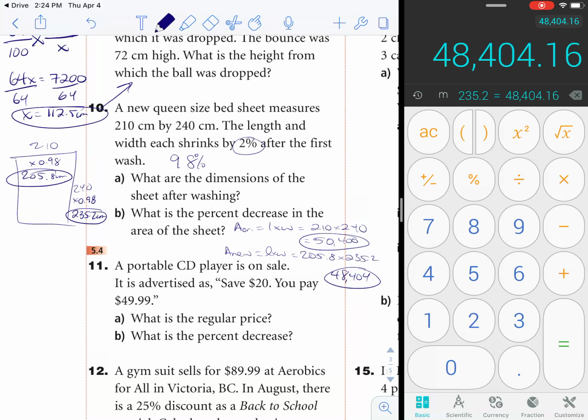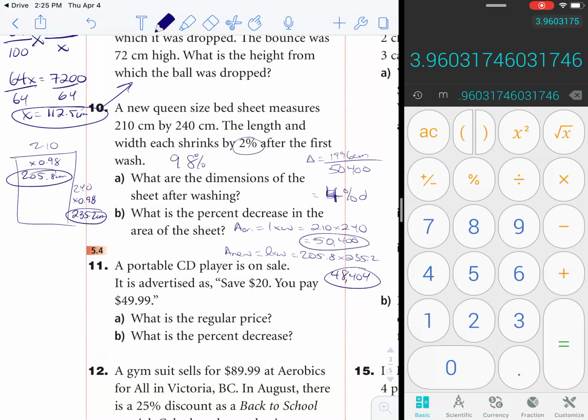So we got to figure out the percent decrease. So we got to figure out the difference between those two numbers. So 50,400 minus 48,404. I got to put it up here because I'm running out of room. There's a difference of 1,996 centimeters squared, and then you divide that by the original. Okay, so if we divide that by the original area, and then that's our decimal, so we multiply by 100. So then there's, we'll call it, a 4% drop. Okay, so even though each dimension was only shrunk by 2%, the area shrinks by 4%.